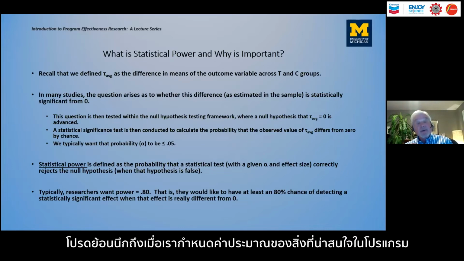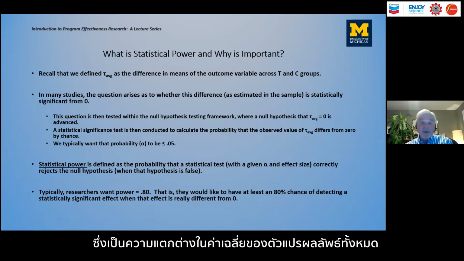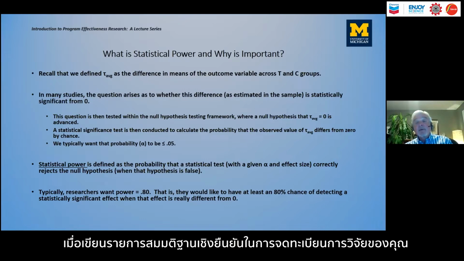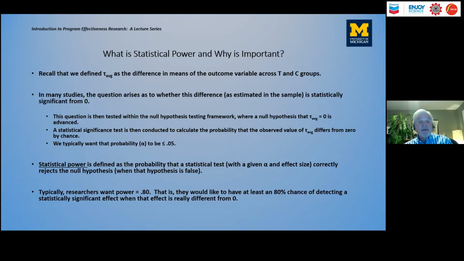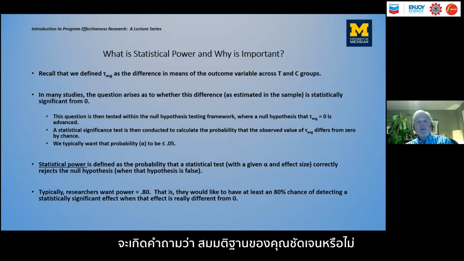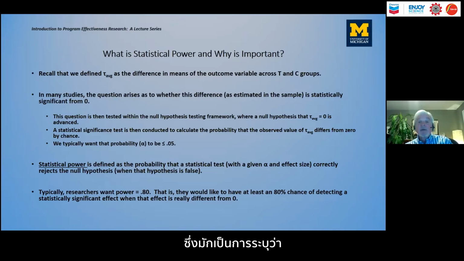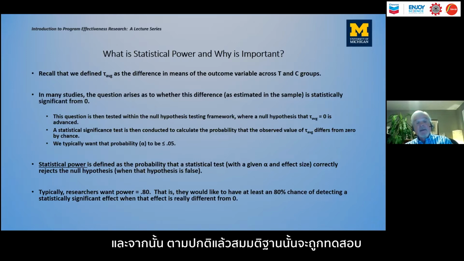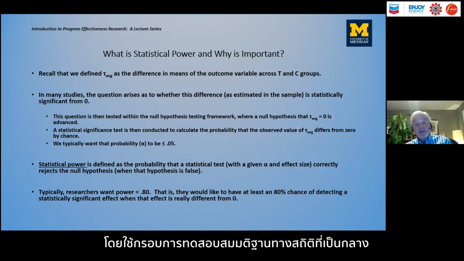Recall that we defined the estimate of interest in a program effectiveness study as tau average, the difference in means of the outcome variables across treatment and control groups. So when you are listing your confirmatory hypotheses in your registry entry, the question will arise as to whether this difference as estimated in the sample is statistically significant from zero. And then, that hypothesis is generally tested using the null hypothesis testing framework from statistics.